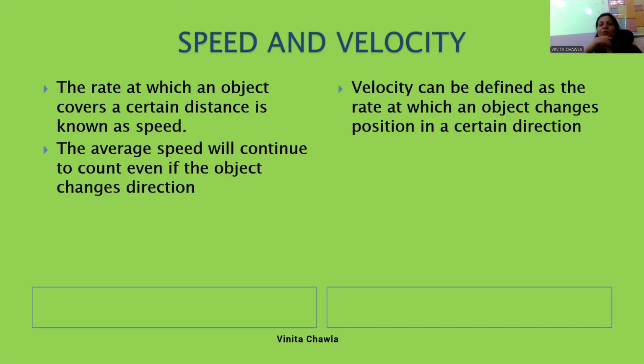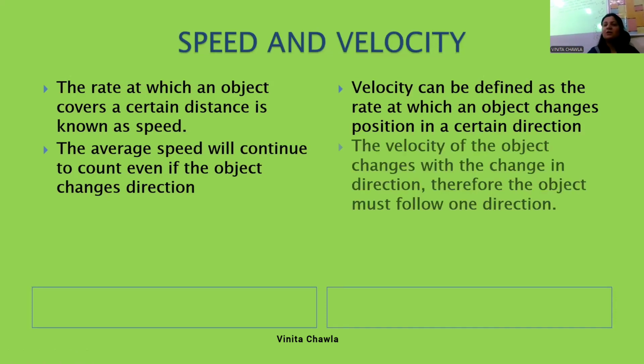Average speed will continue to count even if the object changes direction. On the other hand, velocity of the object changes with a change in direction. Therefore, the object must follow one direction. Speed is a scalar quantity. On the other hand, velocity is a vector quantity.